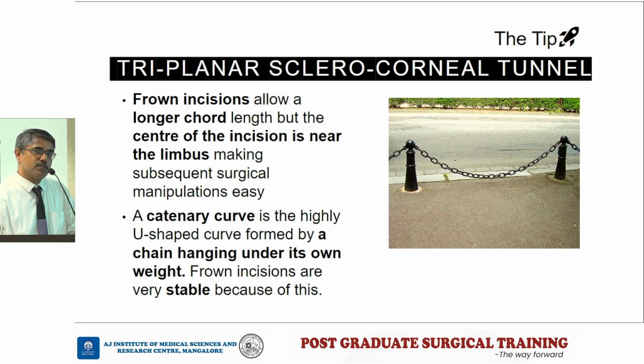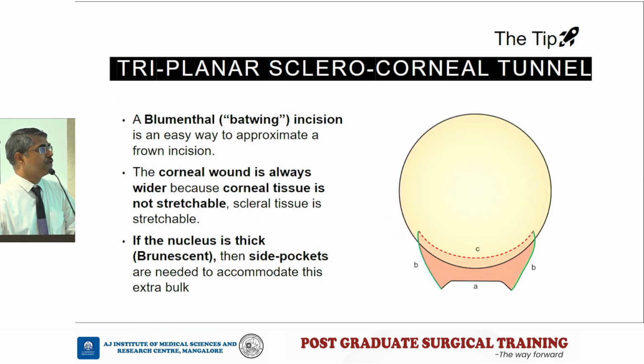But as a beginner, if you do a frown, you're going to have a lot of problems because you'll start posteriorly and you will not actually reach close to the limbus. You'll find the whole wound is posterior. Then you have a very long distance to manipulate and subsequent steps become difficult. So a better option is to use what is called a Blumenthal or the batwing incision.